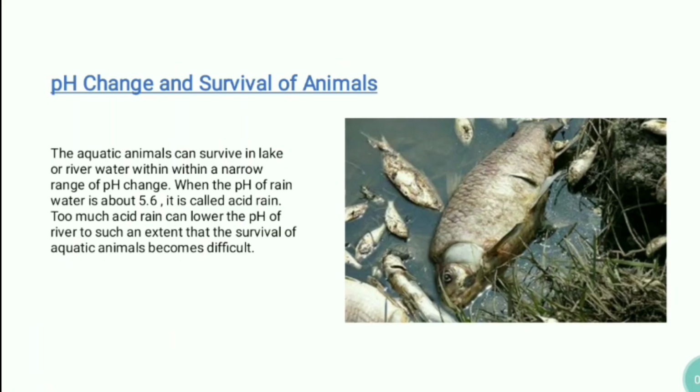The next application we will be talking about is the pH change and the survival of animals. See students, aquatic animals also have a pH range in which they can survive. They can survive when the pH range is near about 6. When the pH of rain water is about 5.6, it is called acid rain.